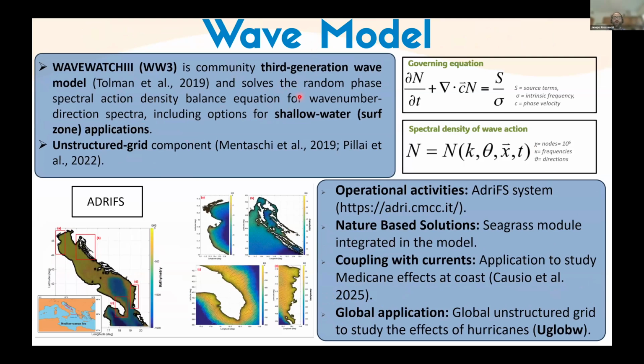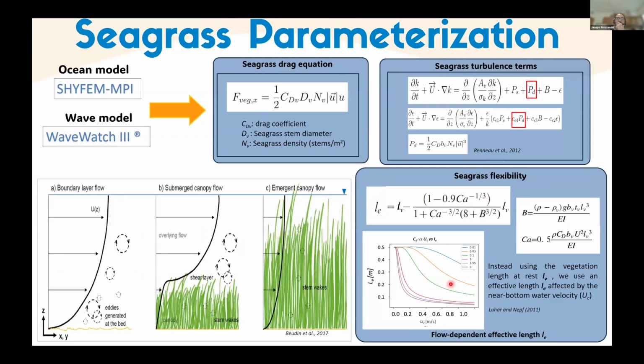This is a third generation wave model, so solving the spectral action density balance equations. And it can also use an unstructured grid, and it is used for operational activity also, nature-based solutions, so coupling with currents to study, for instance, the effects of medicane in the Mediterranean area, and also for global application for the study of the effects of hurricanes. Here I have some details on how we add seagrass in these models.